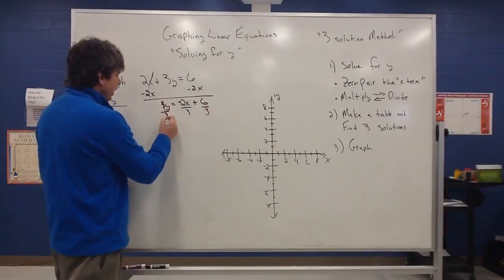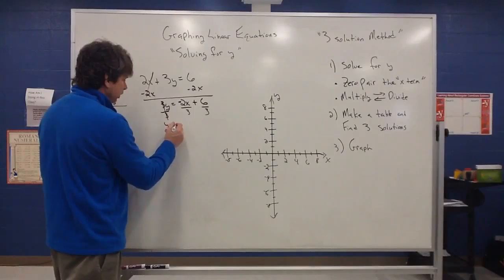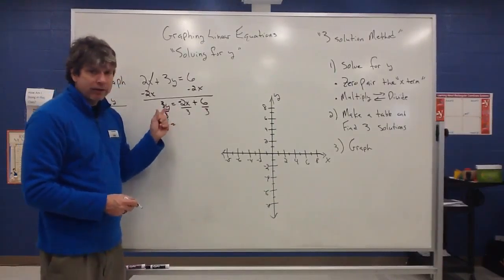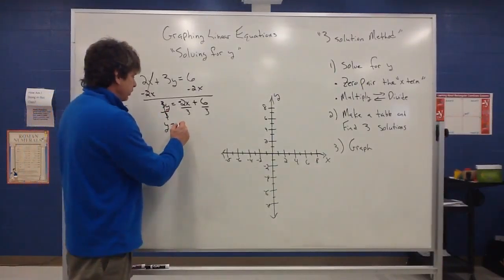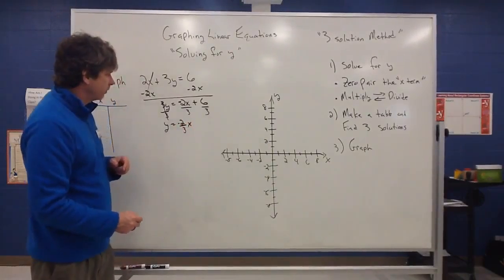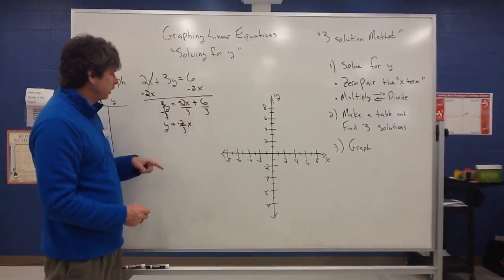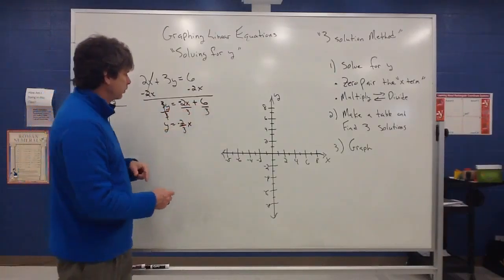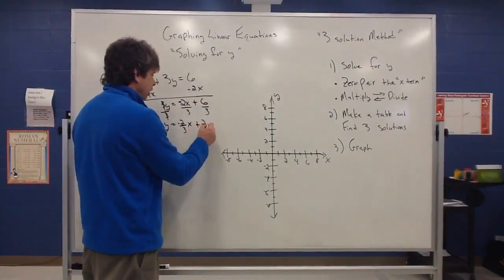So these 3's divide out. My y gets by itself. That fraction negative 2/3 does not simplify, so we just leave that as negative 2/3 on the outside. We put that x out to the side like that. We just kind of slide it out. And then we do know that 3 does go to 6 twice, so I can simplify that down to a whole number.